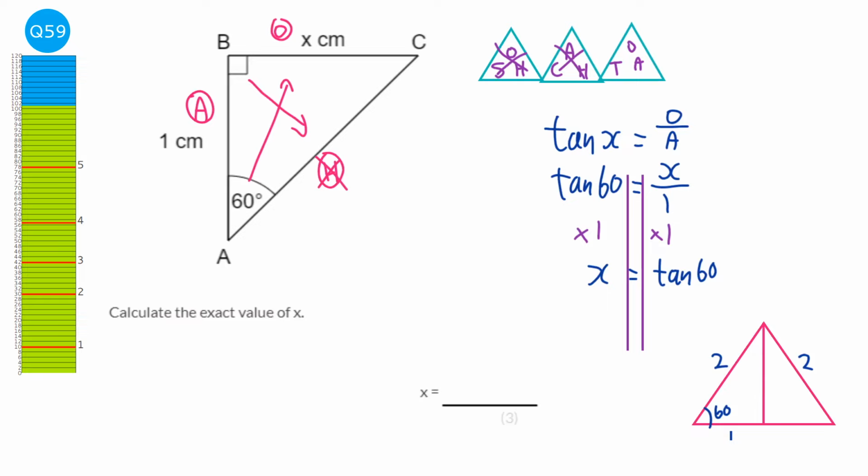It's going to be 2 squared, which is 4, take away 1 squared, which is 1, will be 3, and then square root it would be root 3. So we know that's going to be root 3.